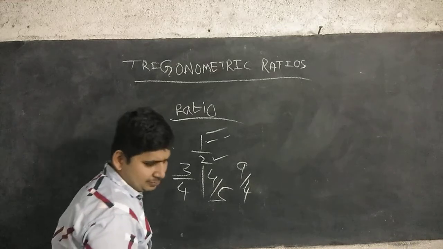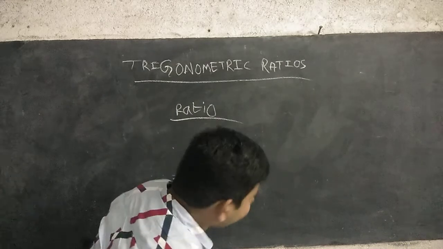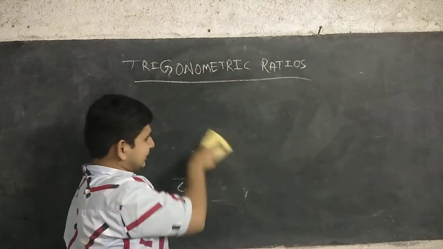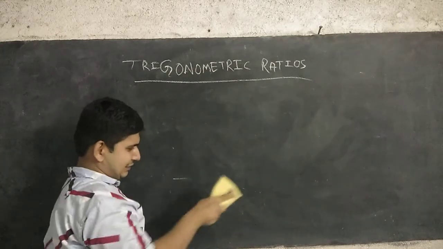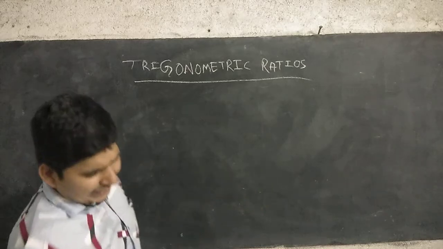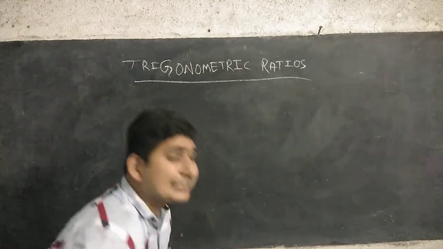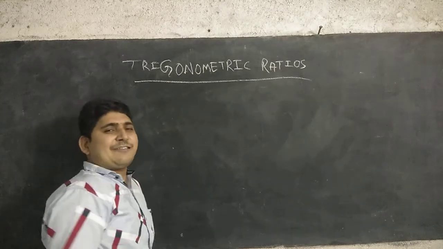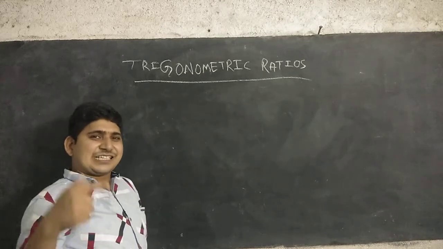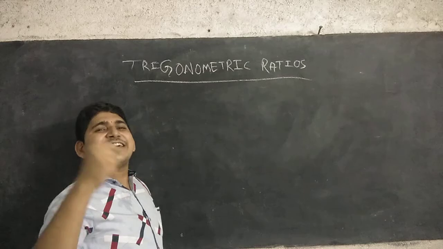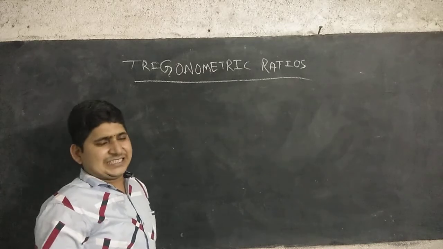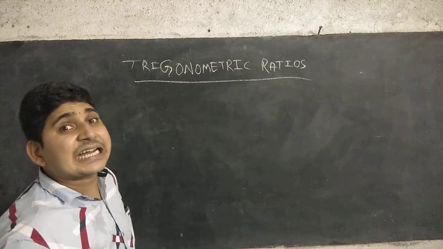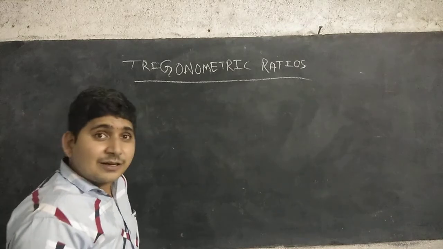Now, what is a trigonometric ratio? Ratio is the basic concept. Trigonometric ratio is the actual concept in our trigonometry chapter. Very important. If you understand this, then your trigonometry will be very easy.